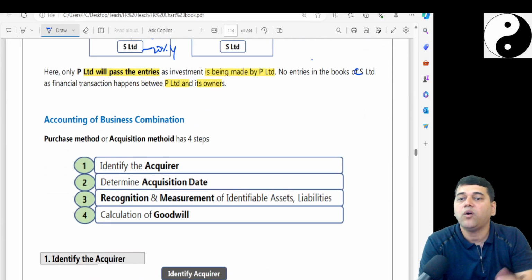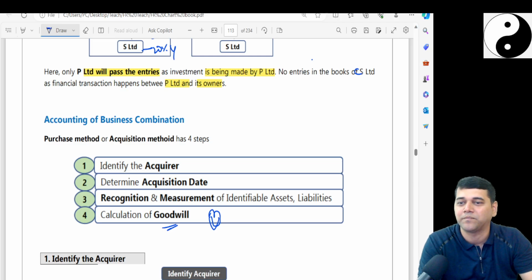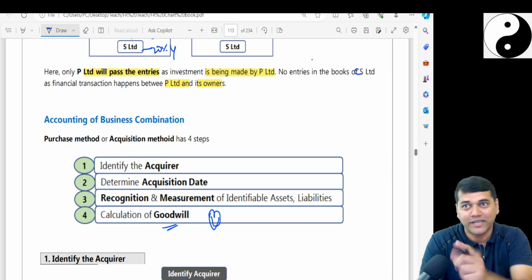Yes. Now, accounting for business acquisition has only 4 steps, and this is the heart of the third step. The entire calculation goes here. First thing, all theoretical, just finish it off, like nothing. First step is to identify the acquirer. See, if they have to give this as a first step, how tricky it must be.